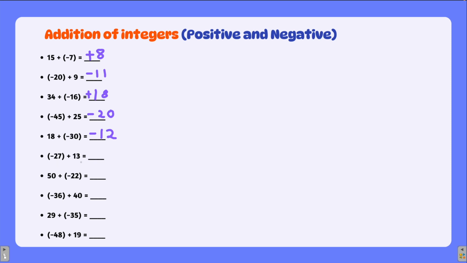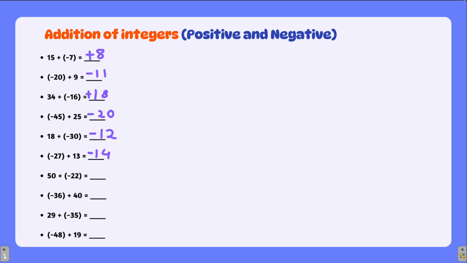Minus 27 plus 13. So now same thing, same drill we are going to do together here. It is 7 minus 3 will give us 4 and then 2 minus 1 is 1 and with a negative sign as 27 is greater than 13.